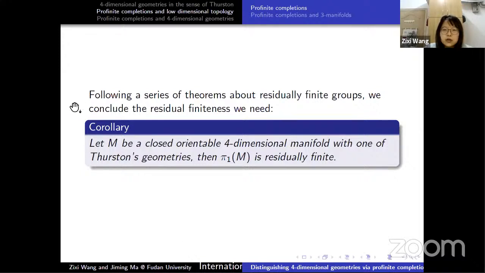Following a series of theorems about residually finite groups and some property called goodness, we conclude the residual finiteness we need: a closed orientable four-dimensional manifold with one of certain geometries has residually finite fundamental group.